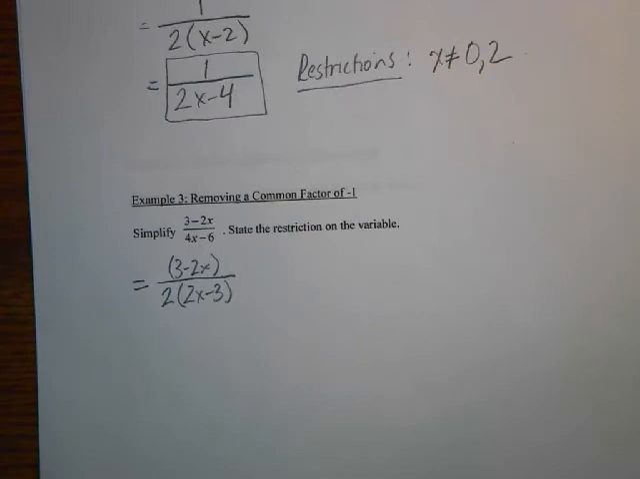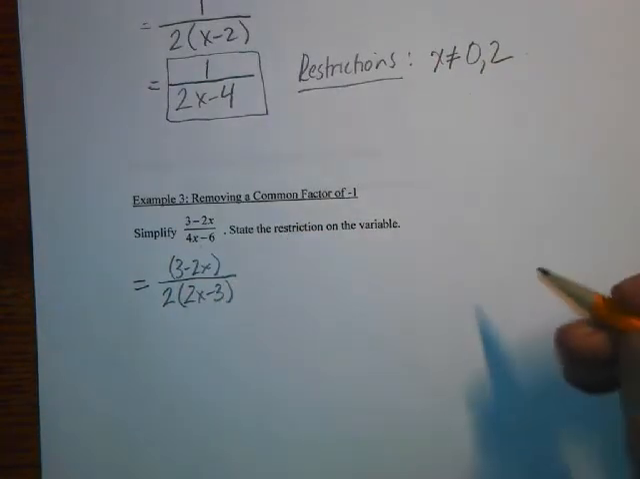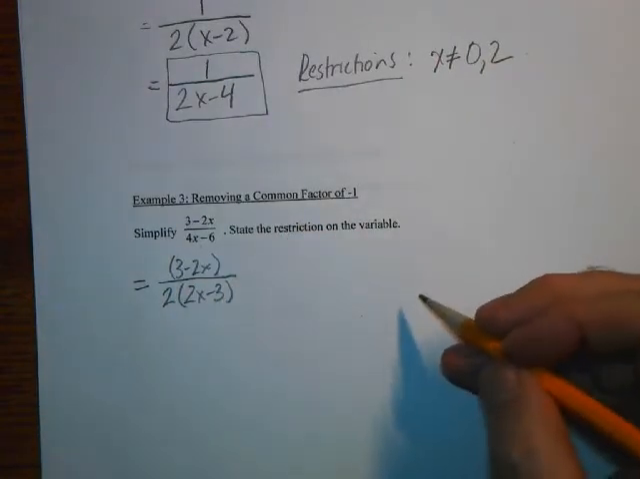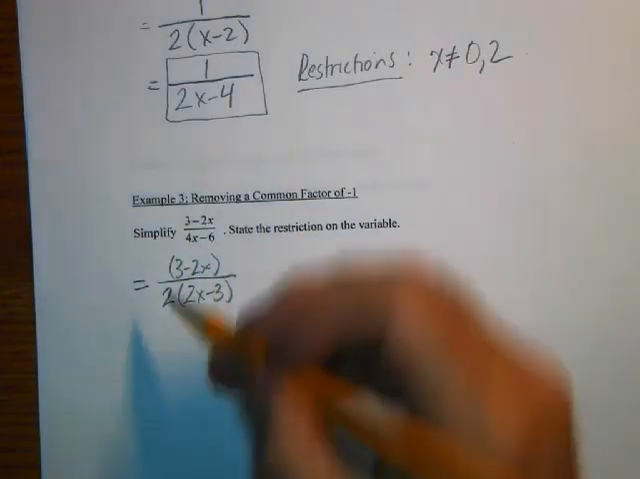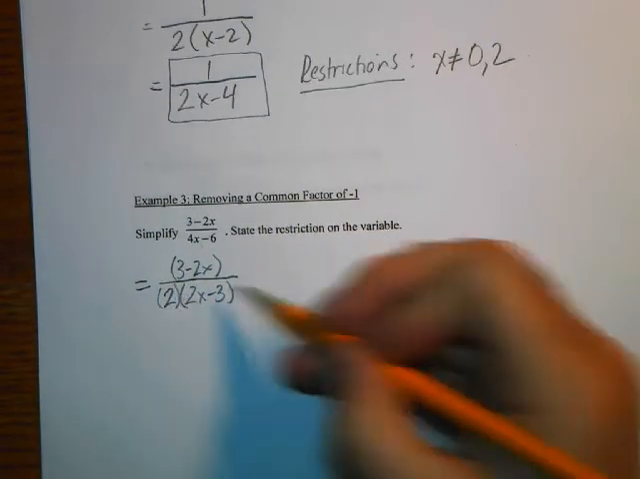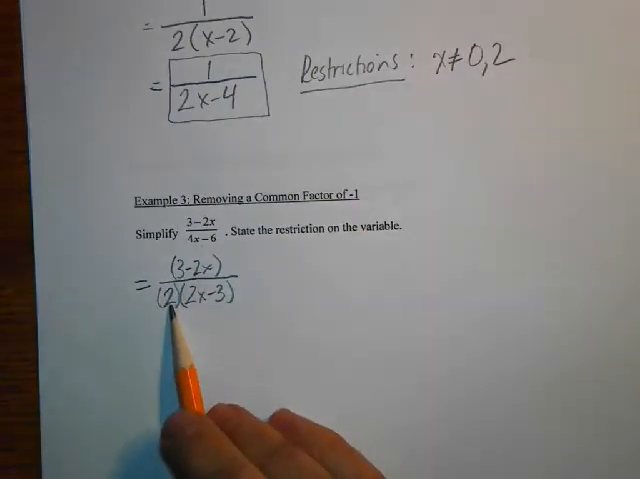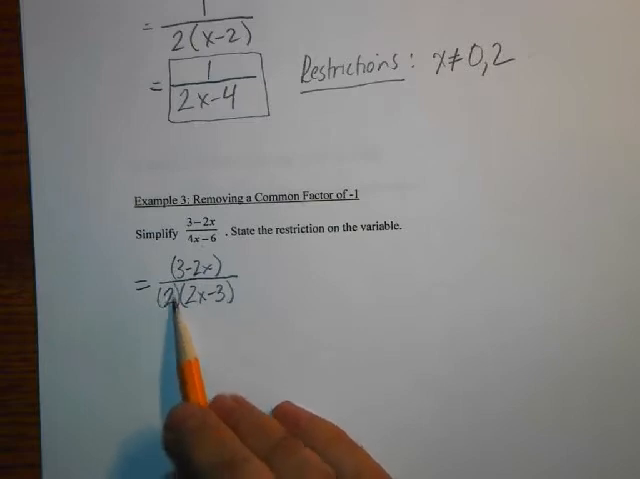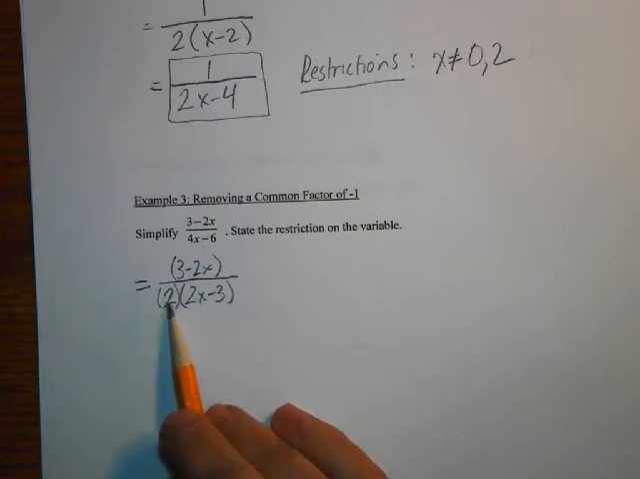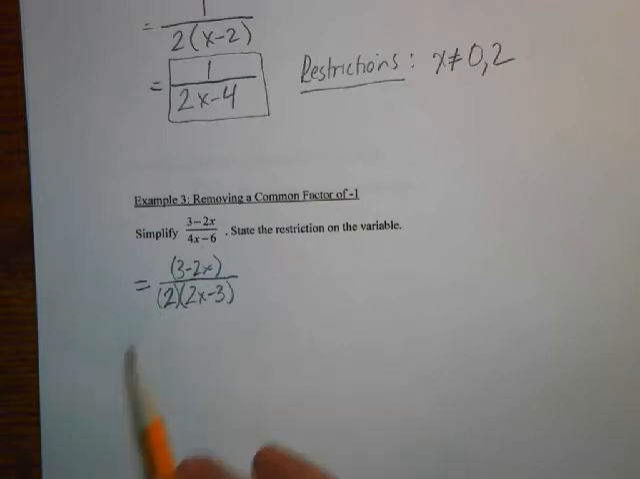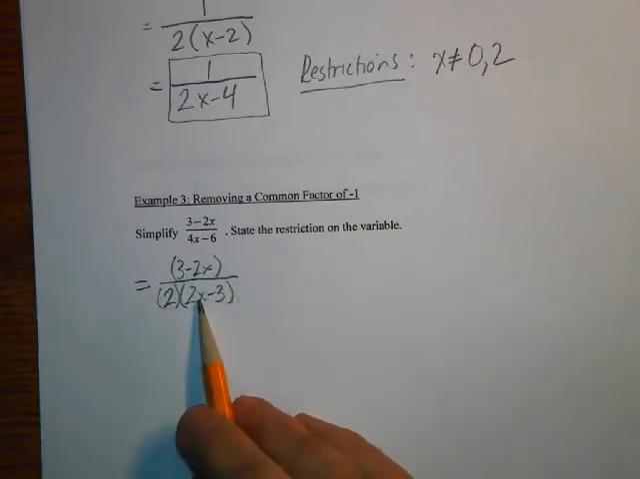Now, that's as far as we can factor. So at this point, I can actually do my restrictions. So I've actually got two factors on the bottom. I have a 2 and a 2x minus 3. Well, I don't really need to consider the 2 because the 2 is always going to be a 2. Changing x will not change that from being a 2. And so since it's always a 2, it can never be 0. So I don't have to worry myself about constant factors. I have to worry myself about factors that have variables in, like the 2x minus 3.